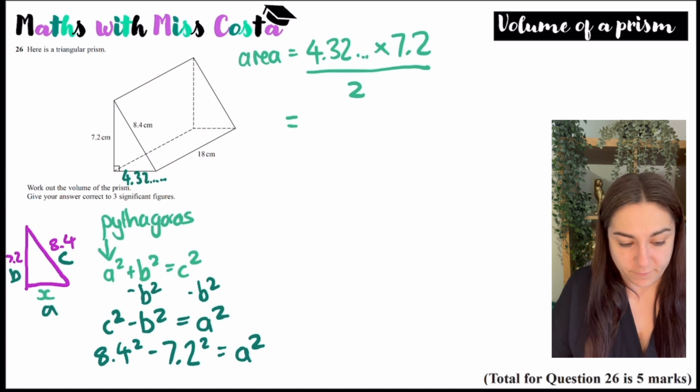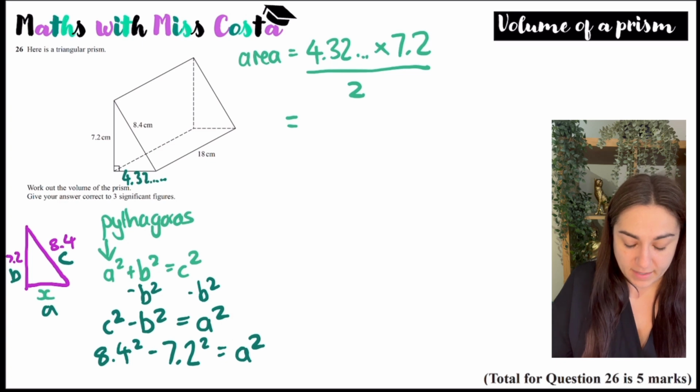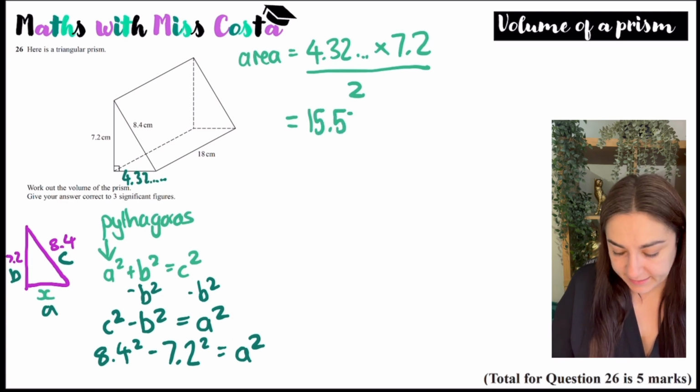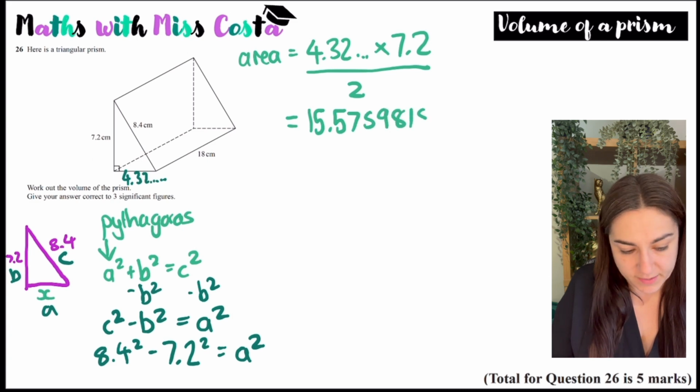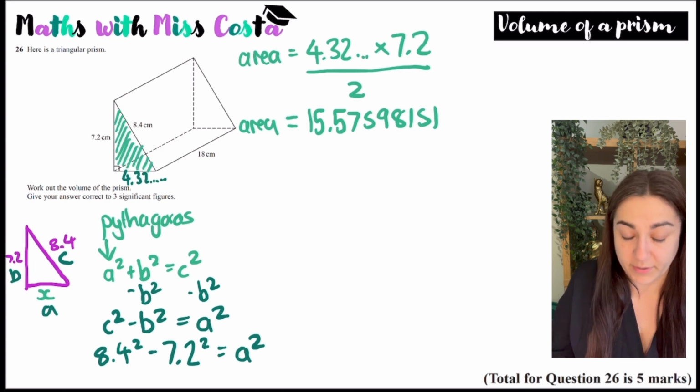So 4.362 I leave on my calculator. I times it by 7.2, and then I divide by 2. So I know the area is 15.57598151. And that's the area of the front of the prism.